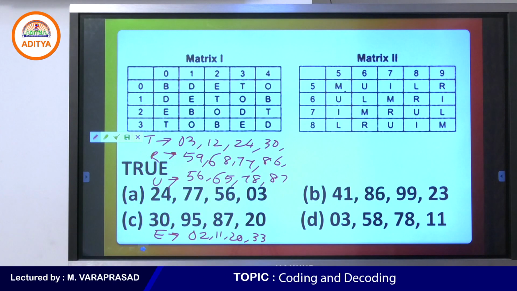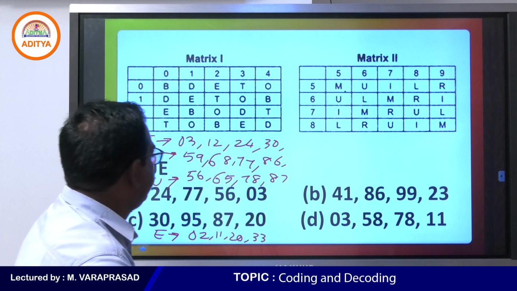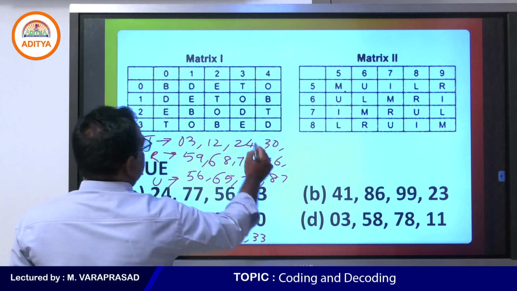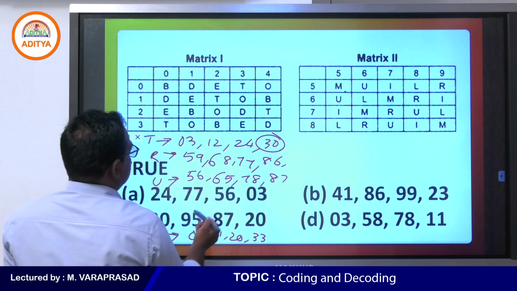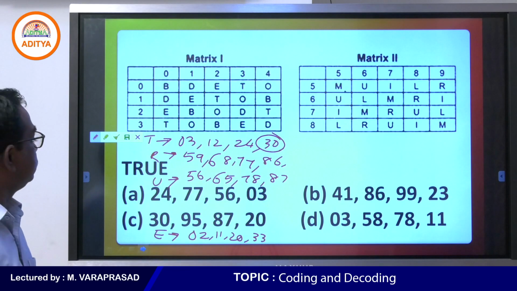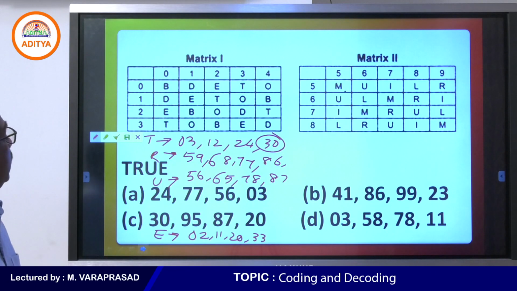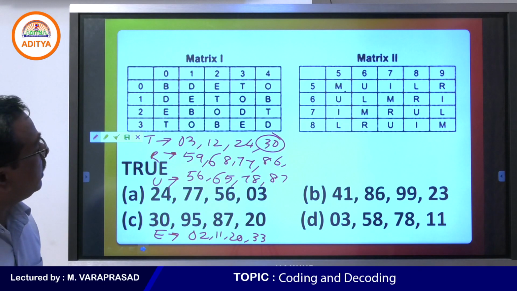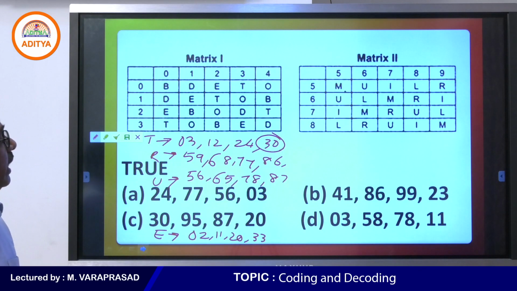So what answer is there? Here 30 is there. Yes. 95, where did you get 95? Somebody wrote 30, 95, 87, 20. 95 cannot be written, since Or can be written as 59, not 95. So what is option 1?